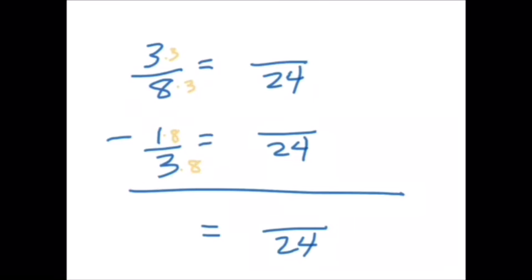Let's figure out our new numerators now. Back to the top fraction. 3 times 3 is 9. In the bottom fraction, 1 times 8 is 8. Next, we solve the fraction. 9 minus 8 is 1. And the answer is 1 over 24.